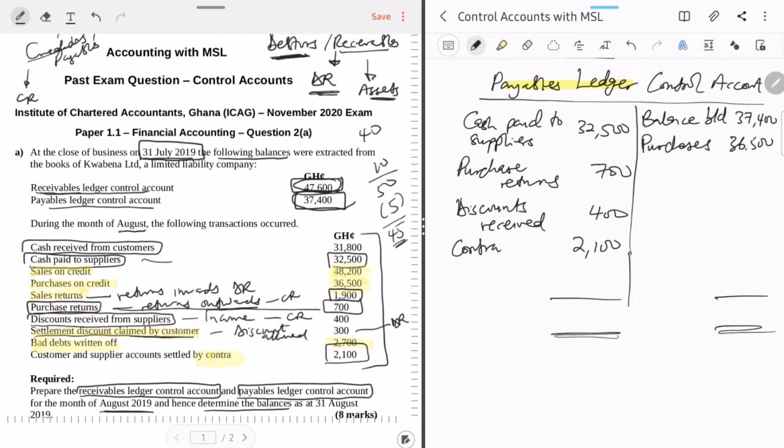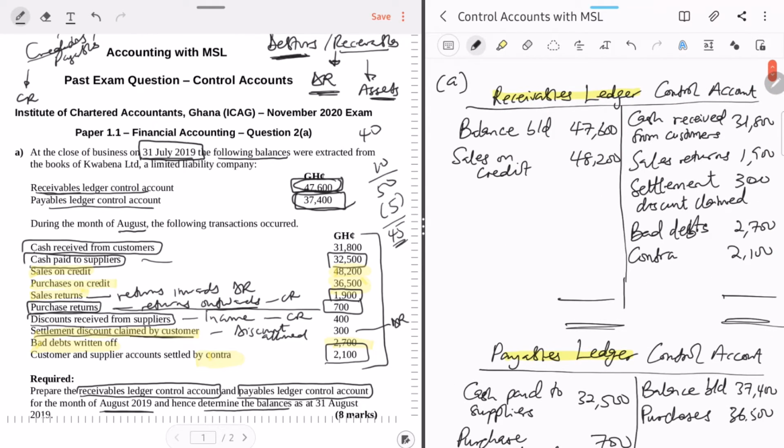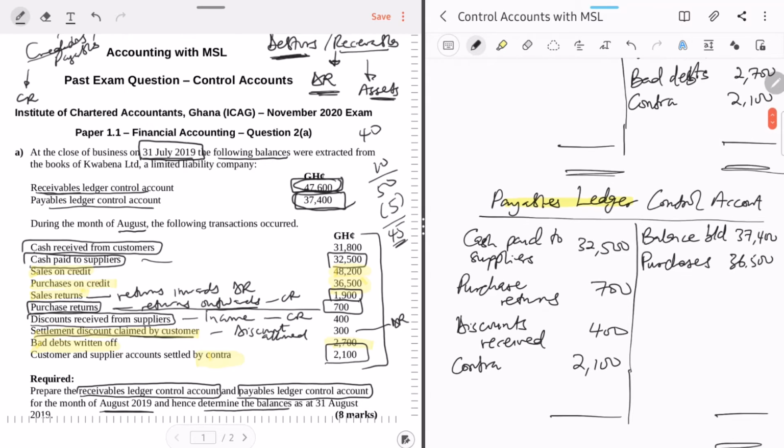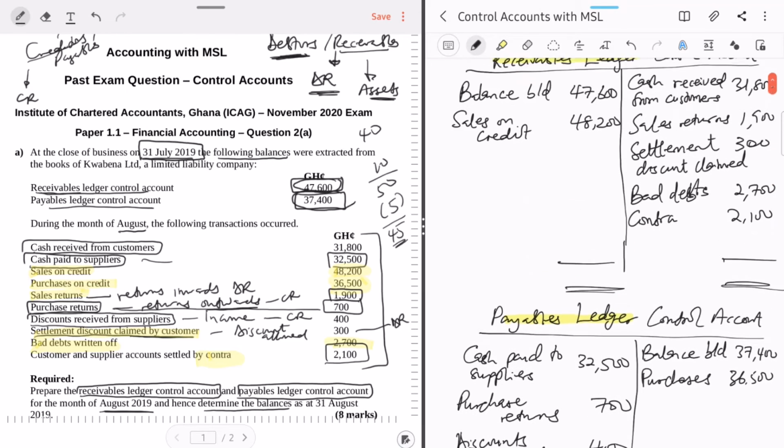So all we need to do now is to add up. Typically, the bigger side will be the side of the account. So I'm expecting that for the receivables ledger control account, the debit side will have the bigger balance, and the credit side of the payables ledger control account will have the bigger side. So let's just add up.